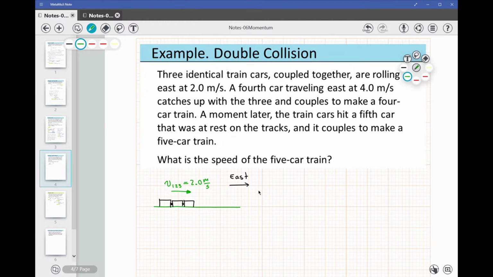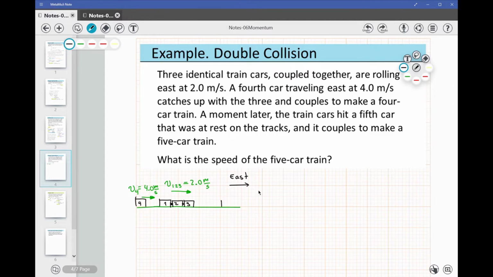A fourth train traveling to the east catches up with the 3 initial trains, so the fourth train will be around here, and it travels at a velocity of 4 meters per second to the east. Train 4 will eventually collide with trains 1, 2, and 3, and they will stick together and move as one object.